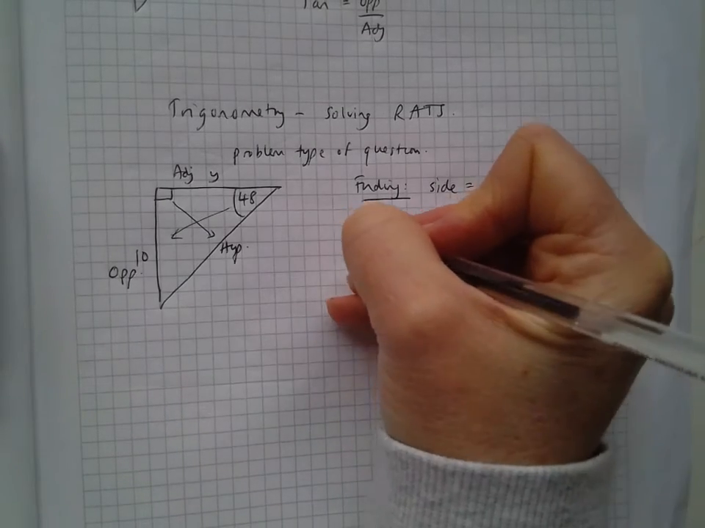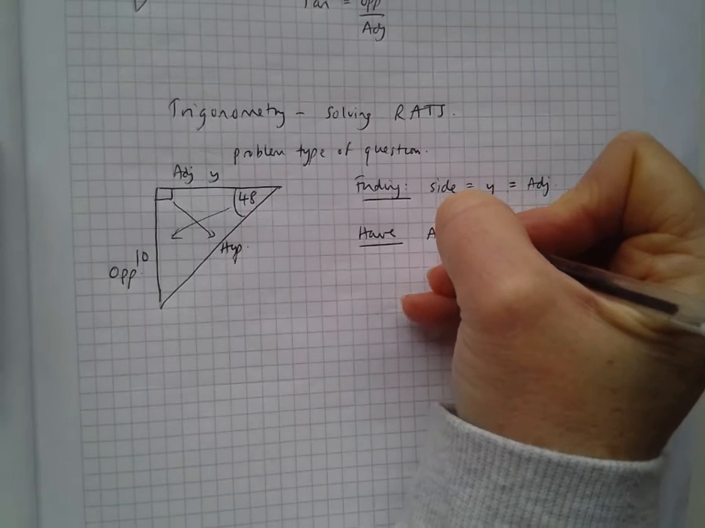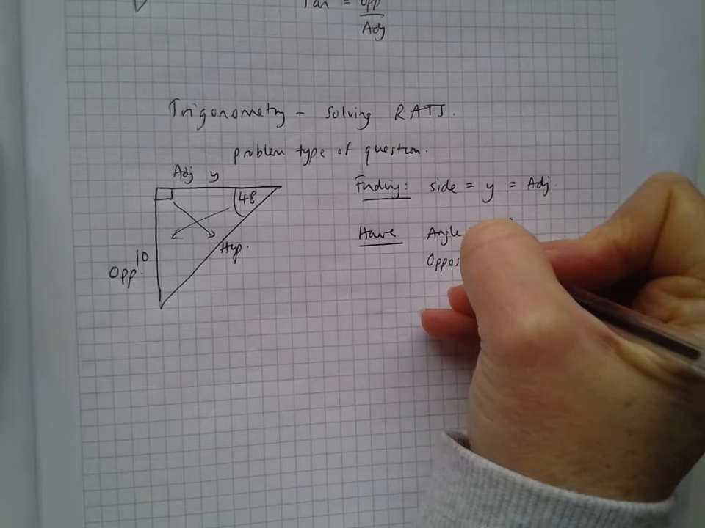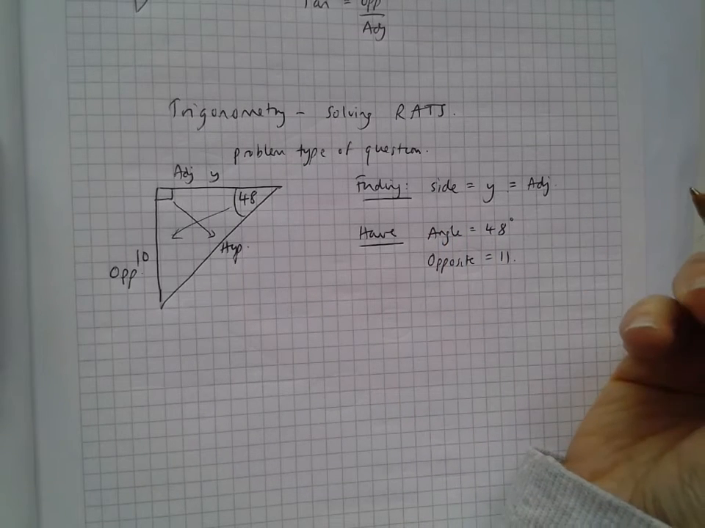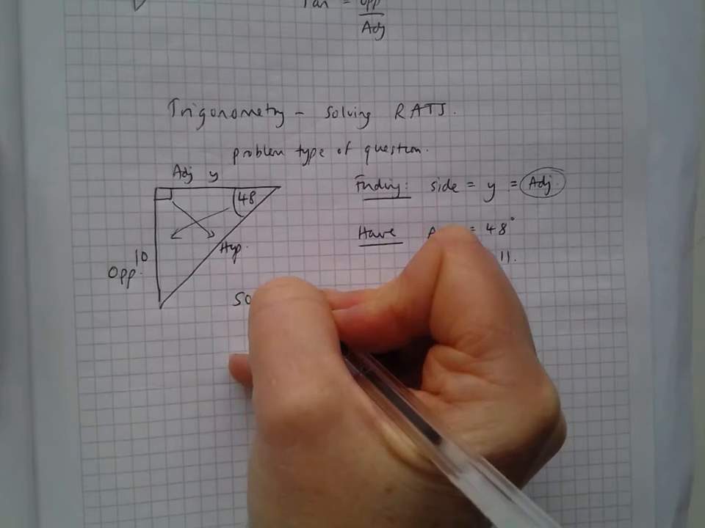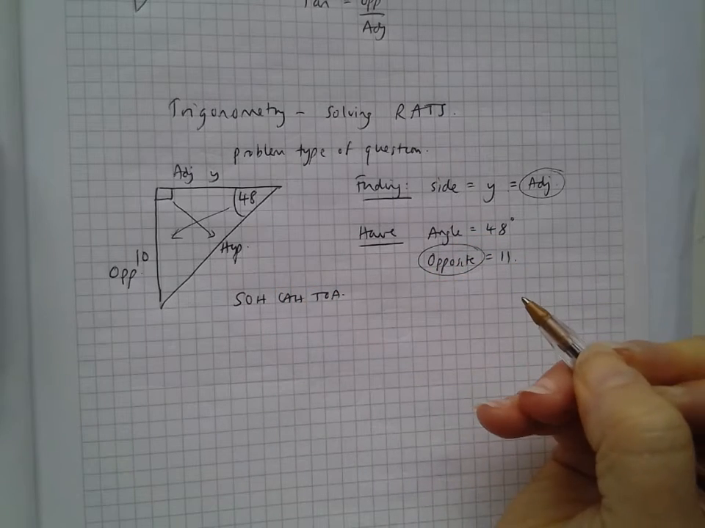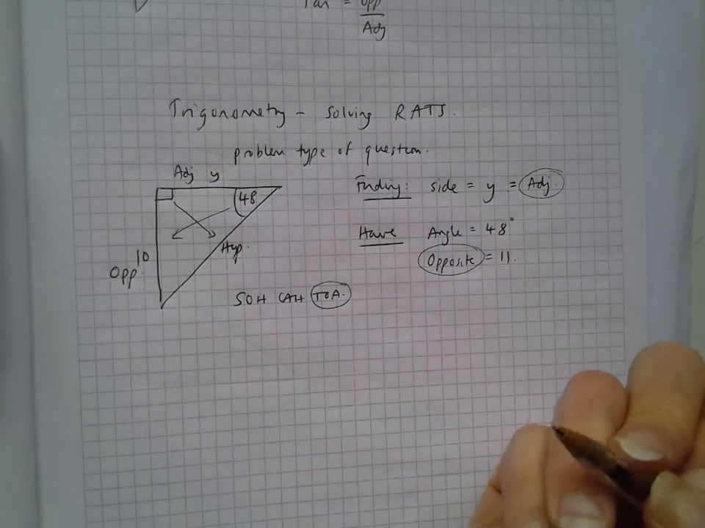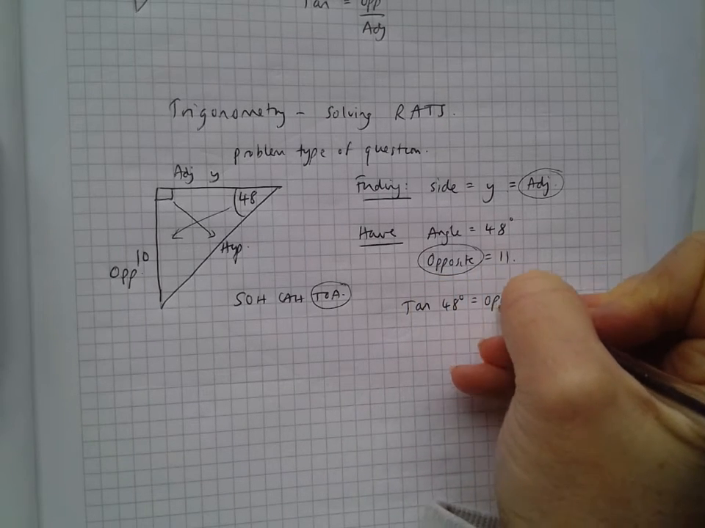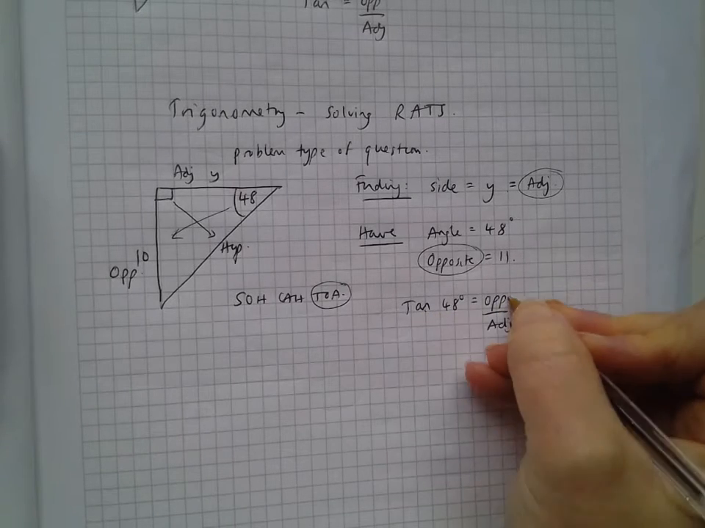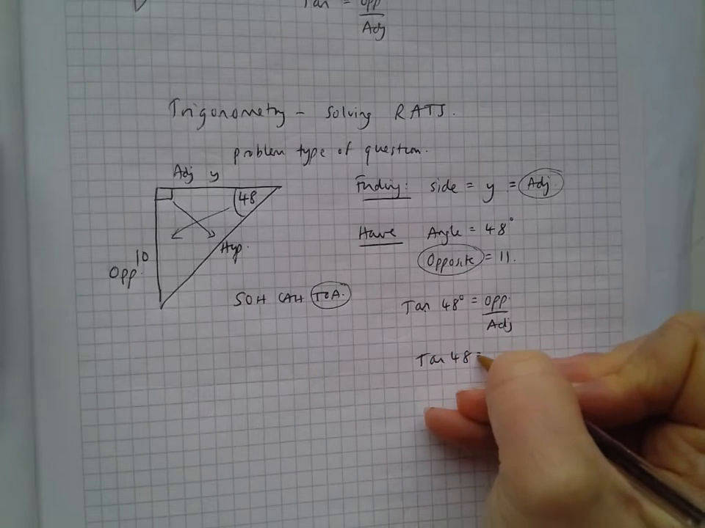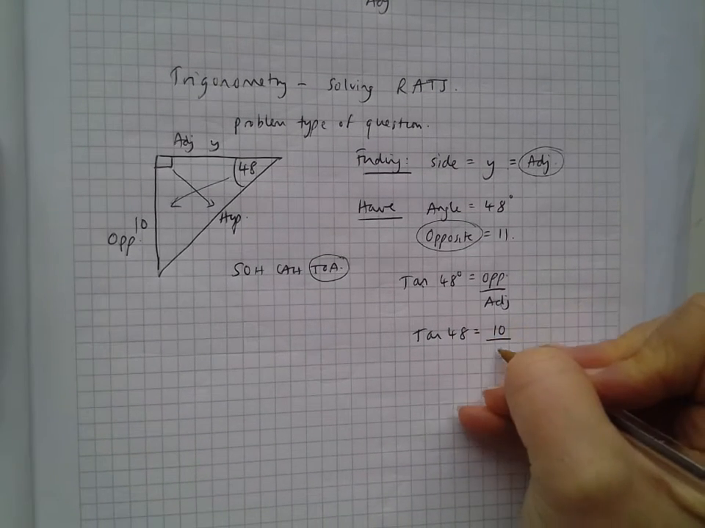Okay, what do we have? What information have they given us? They've given us the angle, which is 48 degrees, and they've given us the opposite, which is 10. So now we see we have adjacent and opposite. So TOA, which of those has opposite over adjacent? The tan does. So the tan of our angle, 48 degrees, is the opposite over the adjacent. Tan is opposite over adjacent, TOA. So tan 48 is equal to our opposite, which is 10, over our adjacent, which is y.